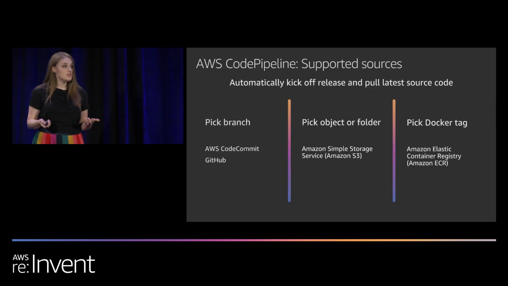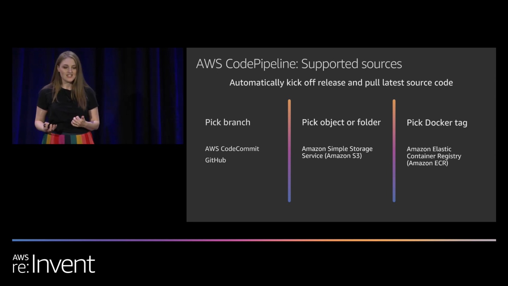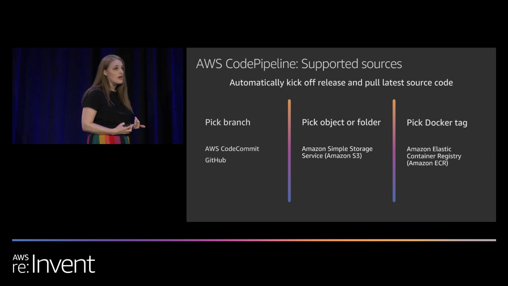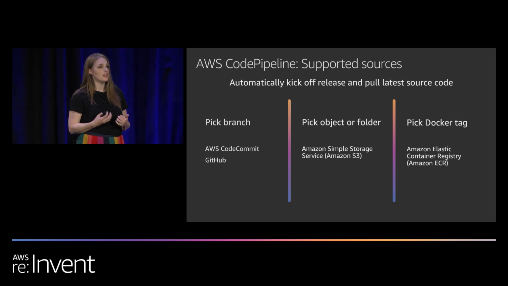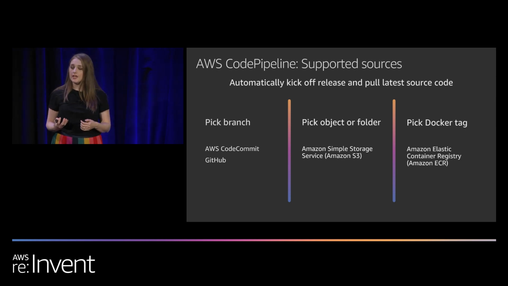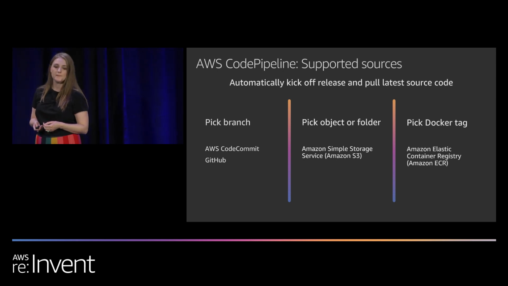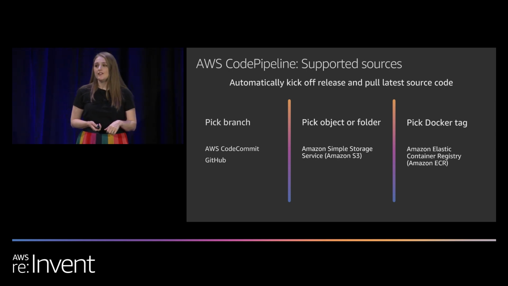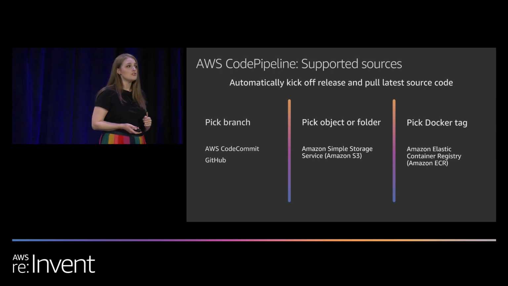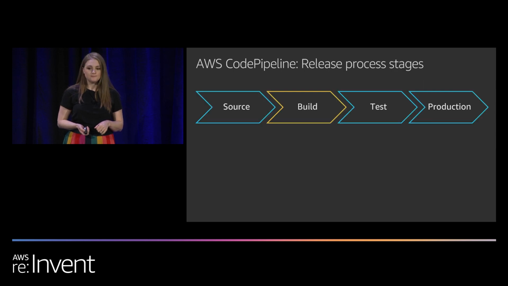There's a couple of options for triggering the pipeline based on changes. So source can mean different things. One, it can mean a branch in a Git repository from CodeCommit or from GitHub. You can also pick an object or a folder in an S3 bucket, and CodePipeline will monitor that for changes. So that might be configuration files, for example, that you store in an S3 bucket. Or you can pick a Docker tag. So for example, your base image that you want to pull from and automatically release changes to that base image to your pipeline, you can pick that from an ECR repository.